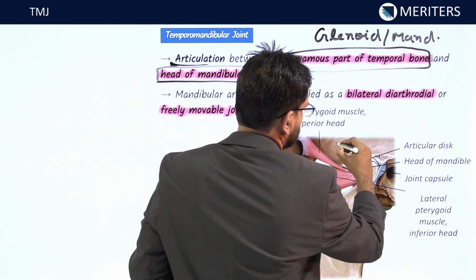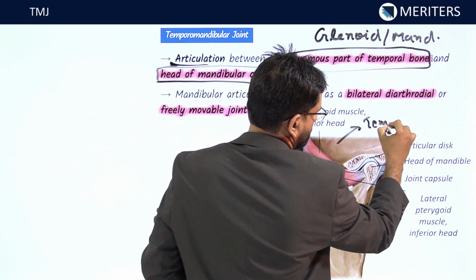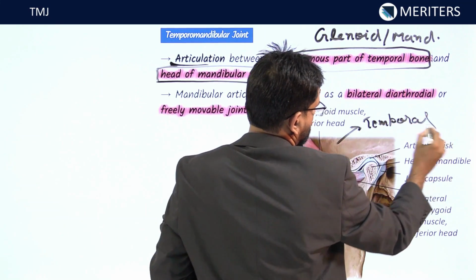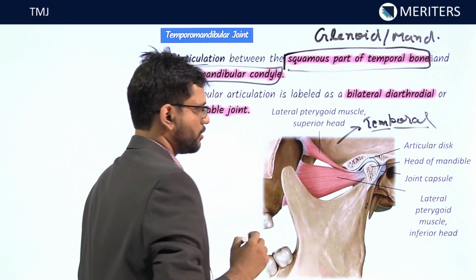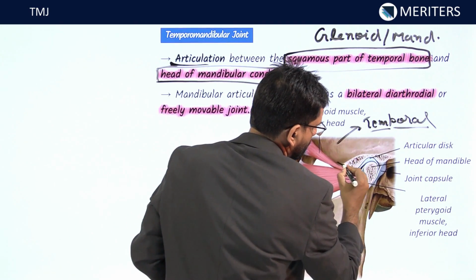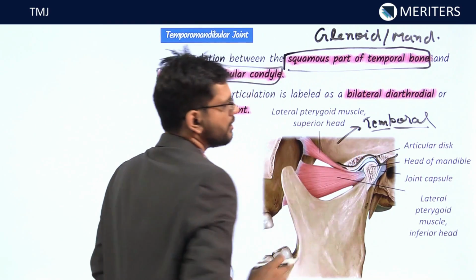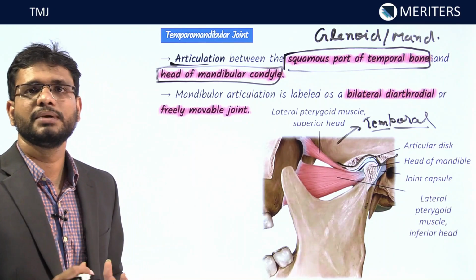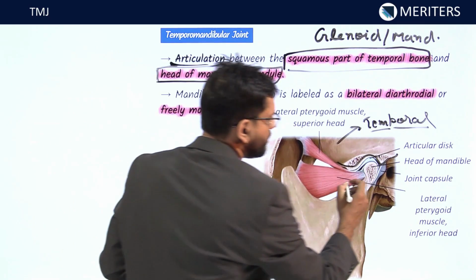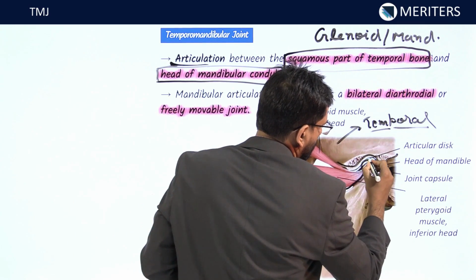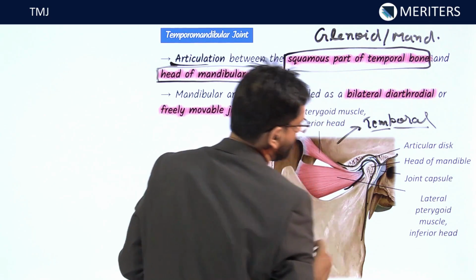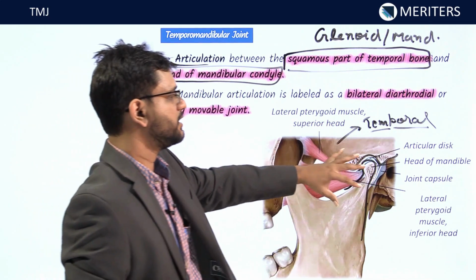If we see here, this is your temporal bone, and more specifically it is the squamous part of your temporal bone, and it has a fossa. This fossa is known as the glenoid fossa or the mandibular fossa, and the condyle of the mandible is going to articulate with this particular fossa.